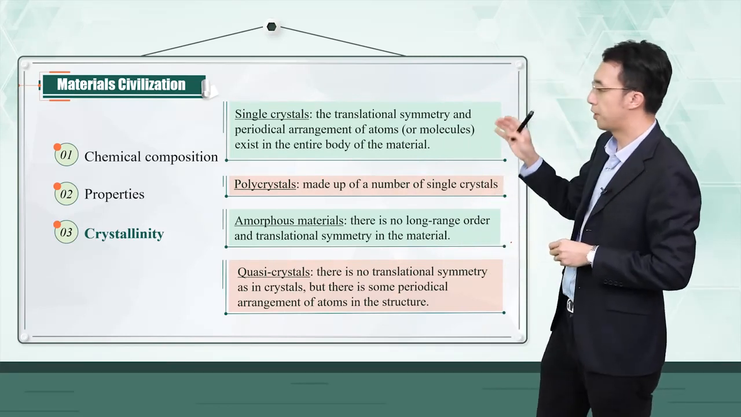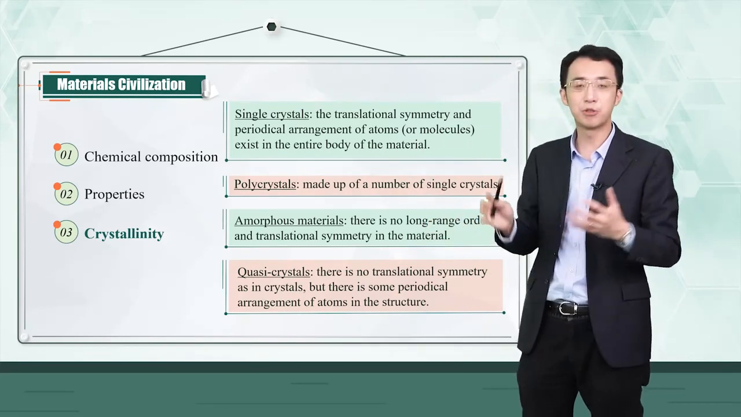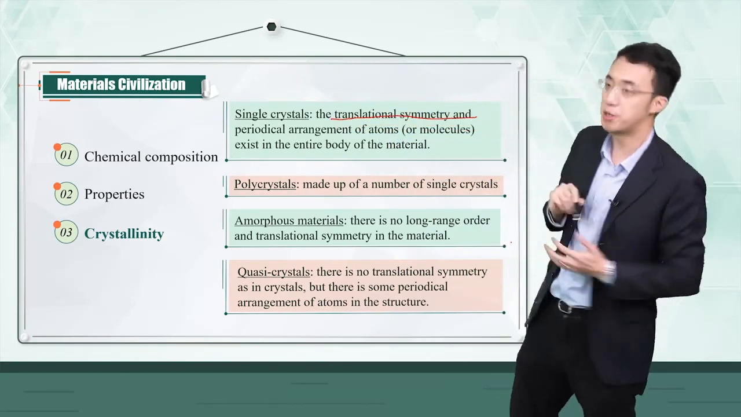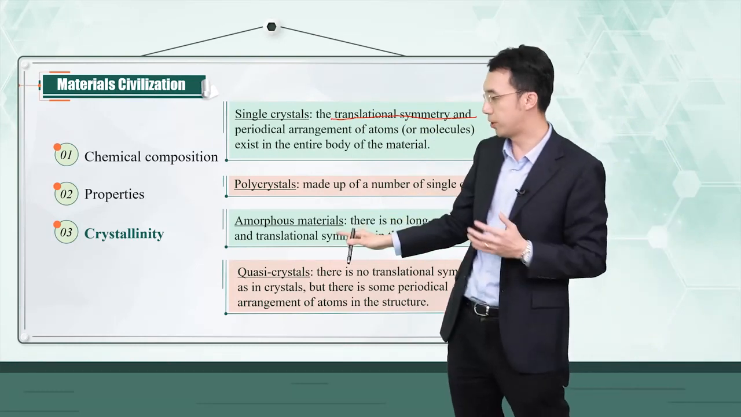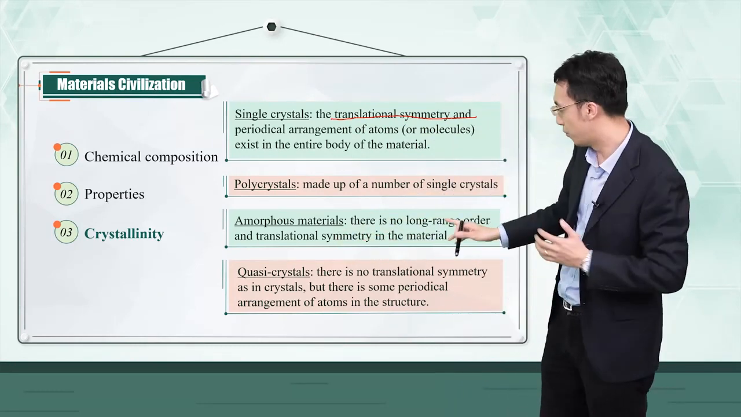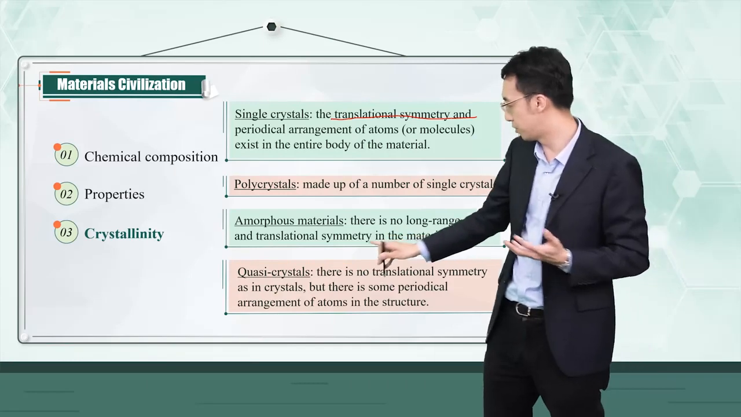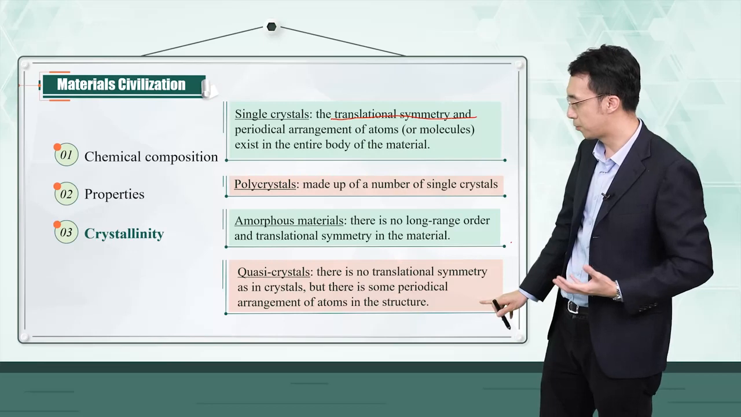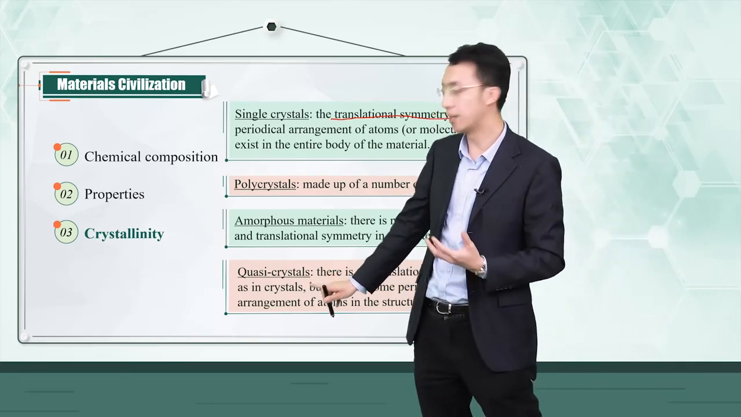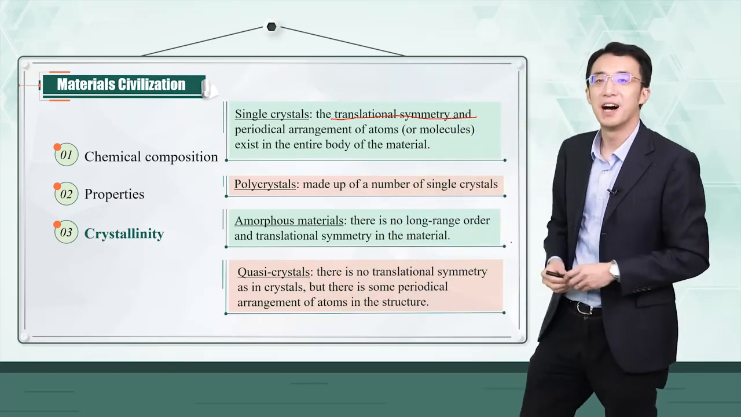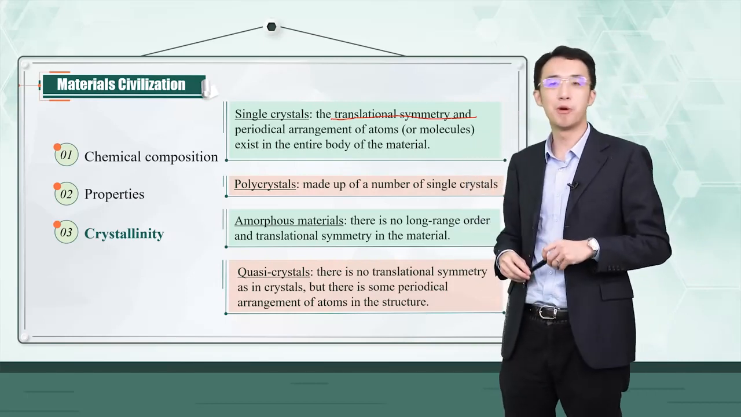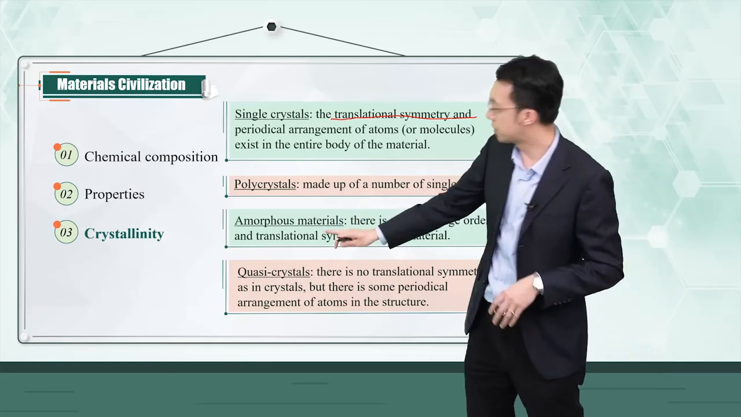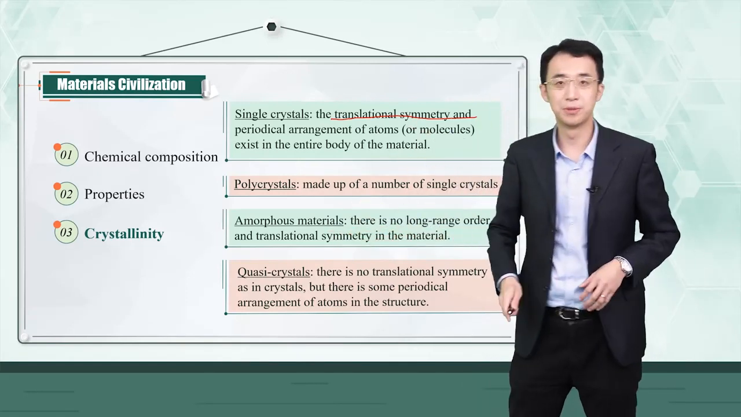If the material doesn't have a crystal structure, or doesn't have this so-called translational symmetry, then the material is called an amorphous material. There's no long-range order and translational symmetry. And a more recent subgroup of materials is the so-called quasi-crystals, which won an Israeli scientist a Nobel Prize a few years ago. That's somewhere between your amorphous material and your single crystal.